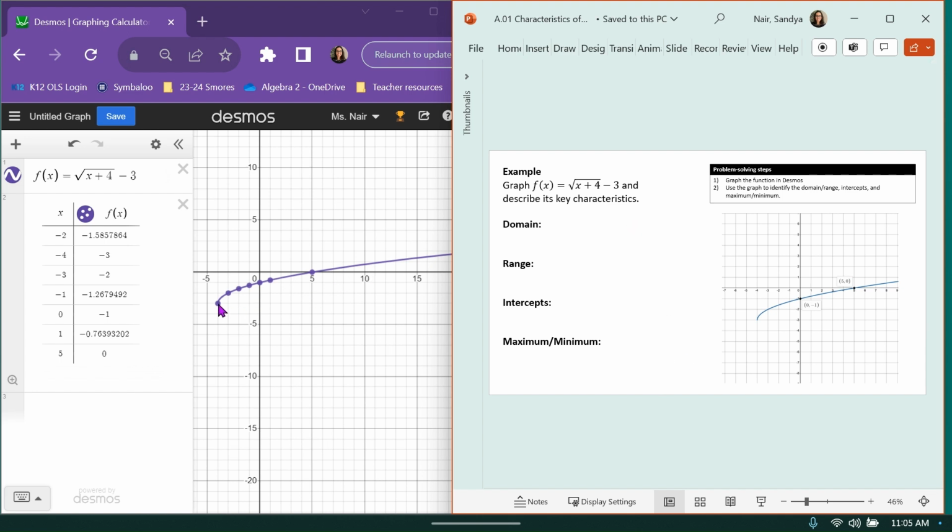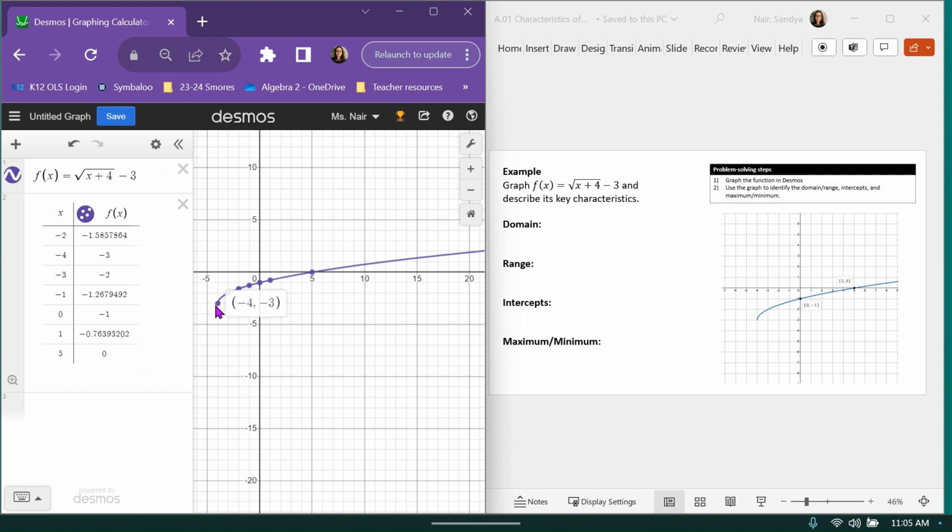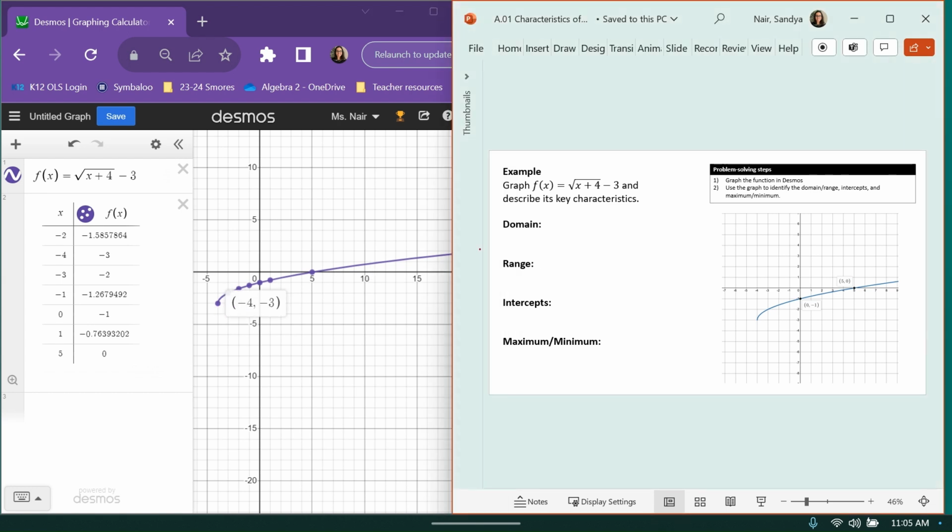So notice that the domain has a very specific starting point, right? It starts off at -4 and then it heads to the right. So the domain is going to go from -4 to positive infinity. Also notice that the lowest y value is at -3. So the range is going to go from -3, and then from there it goes up. So it's going to go up to positive infinity.